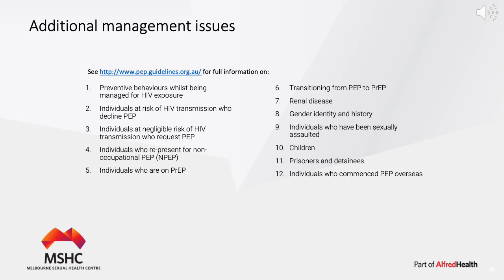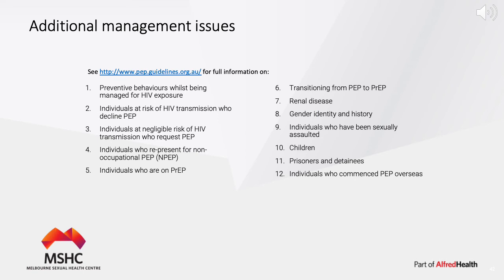So you're going to look at the preventive behaviors of using condoms and other HIV prevention strategies. Then if someone declines PEP, what are their risks? Individuals who come in requesting PEP, but their risk is absolutely negligible. Patients who keep coming in, so repeat representers for NPEP, you've got to talk to them about PrEP. Individuals who are on PrEP already don't need PEP. It's exactly the same drug.